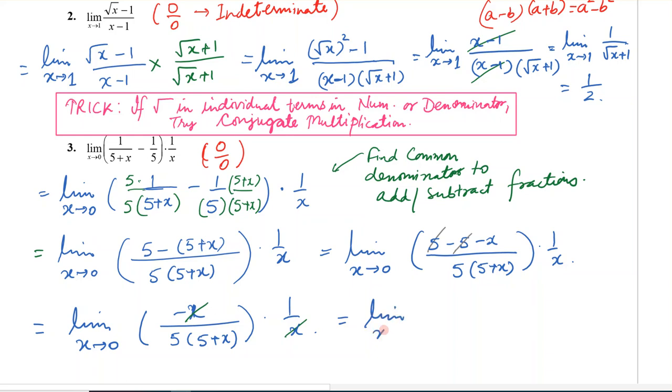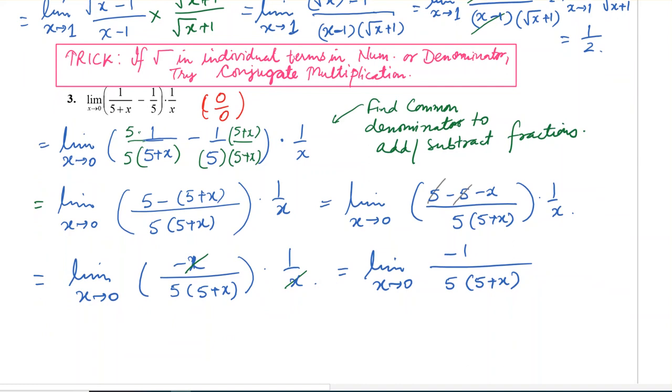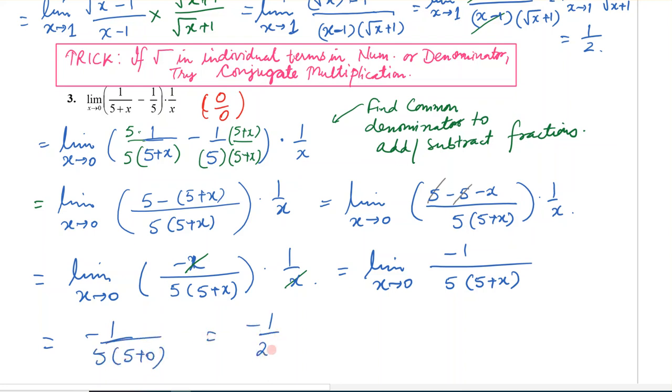So limit x approaching 0, negative 1 over 5 times 5 plus x. So after simplification, we got this. So let's try to plug in the values now and see what we get. So we get negative 1 over 5 times 5 plus 0, negative 1 over 25. So this is the value of our limit of the given function. So the trick is, if you have one or more fractions and you have addition or subtraction in between, simplify by combining the fractions together.